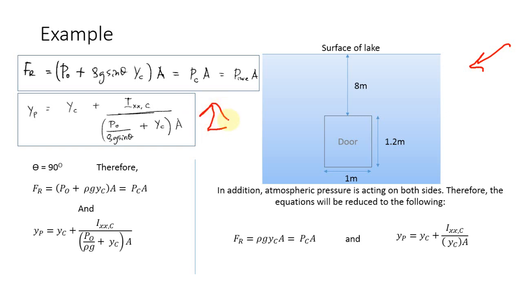Now, something we know is that this door is vertical. The door is vertical, so our angle theta would be 90 degrees. So if that is 90 degrees, sine theta would be equal to 1. So the resultant force and the center of pressure would reduce to these values.